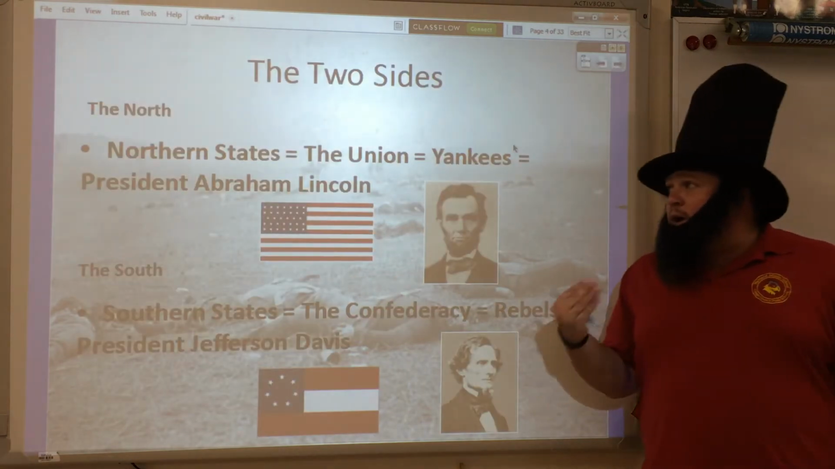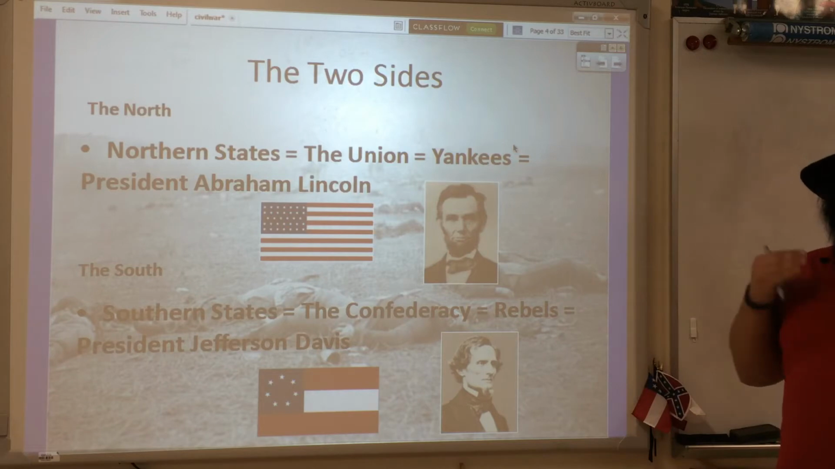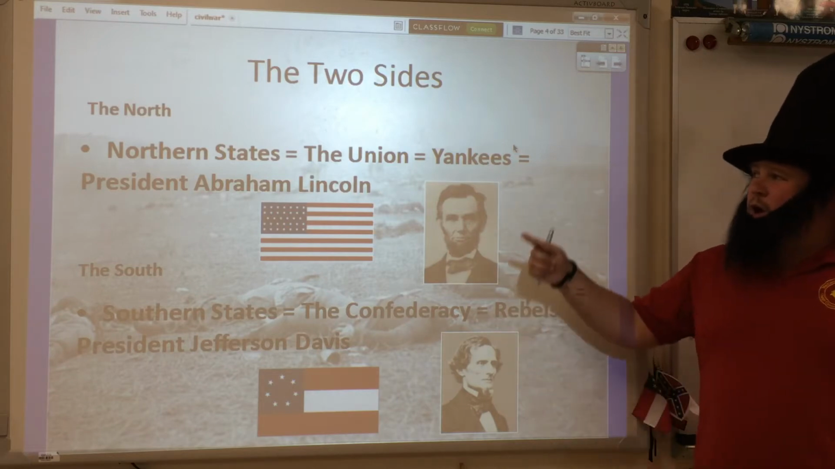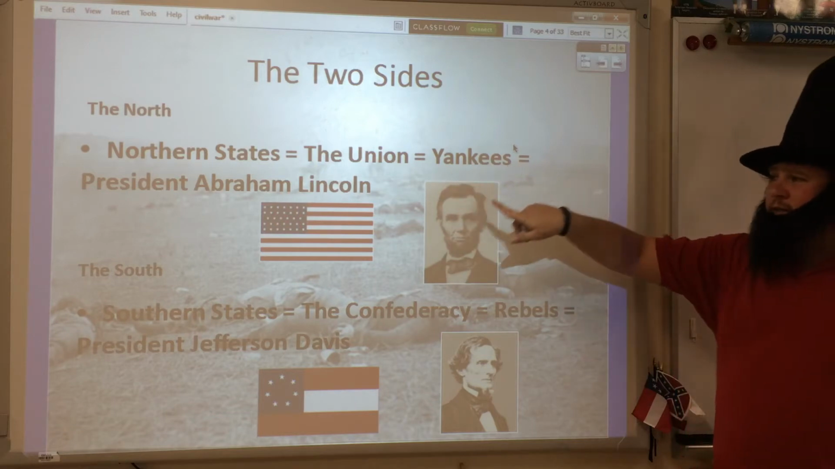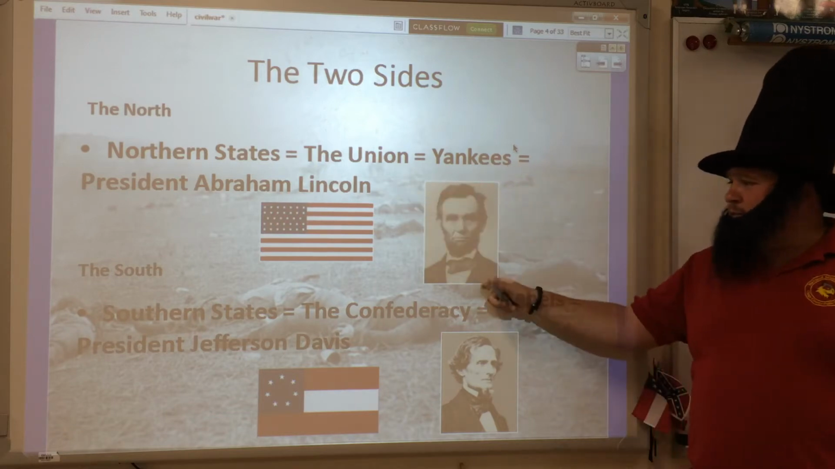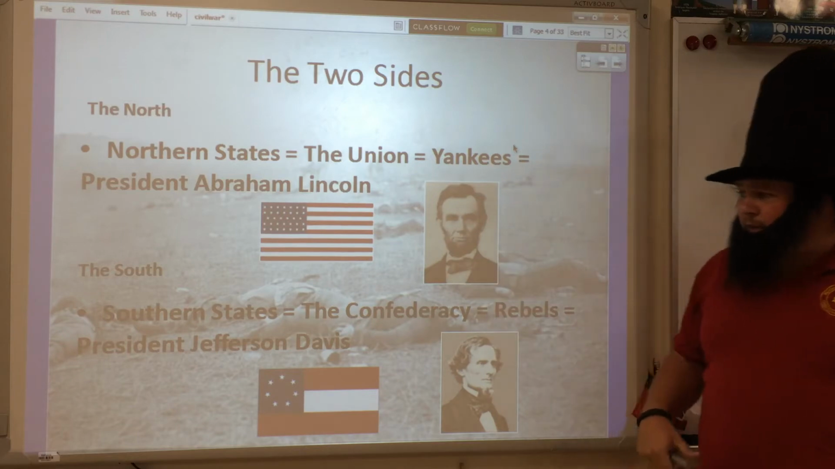So, when understanding the two sides, guys, you need to really understand the terms, because we throw a lot of terms out there. So, judging by the North, the northern states, that's called the Union. Sometimes they're called the Yankees. The president is Abraham Lincoln. That's his picture, and there's the American flag at the time.